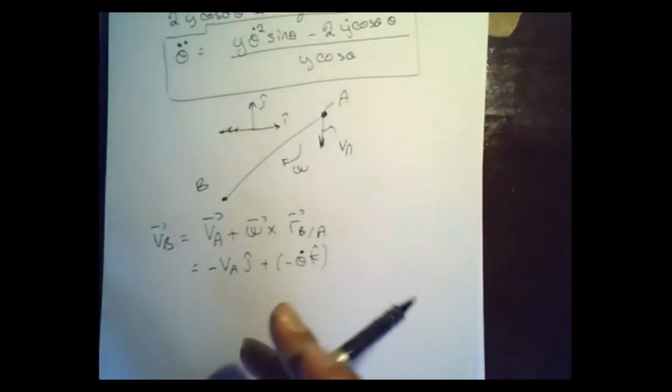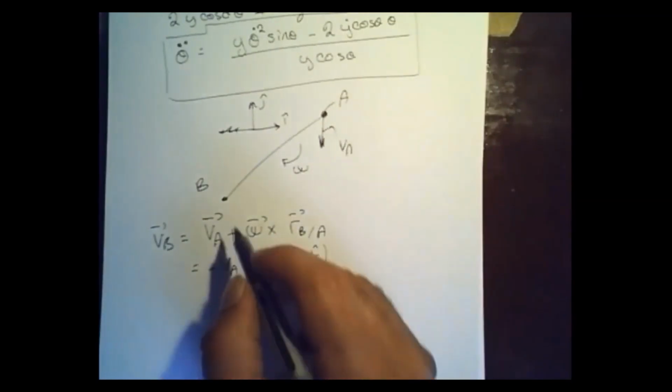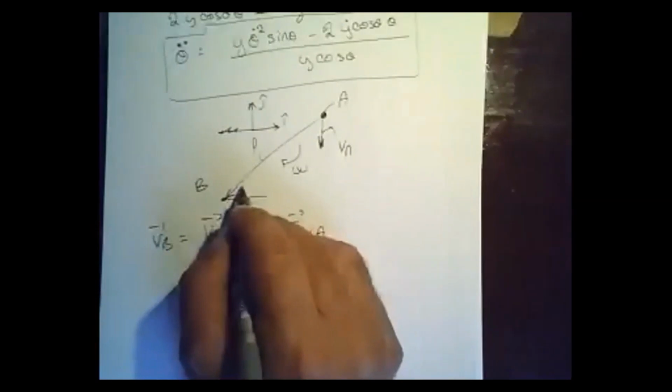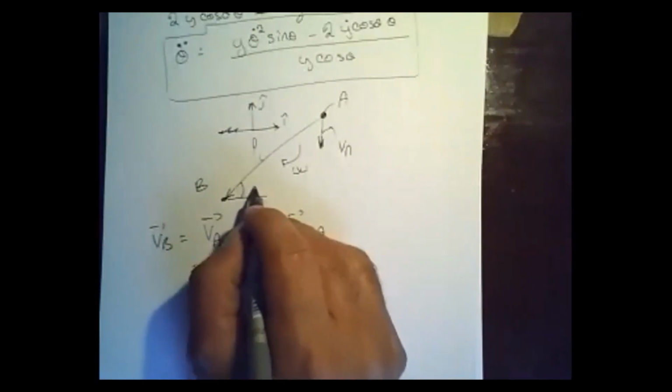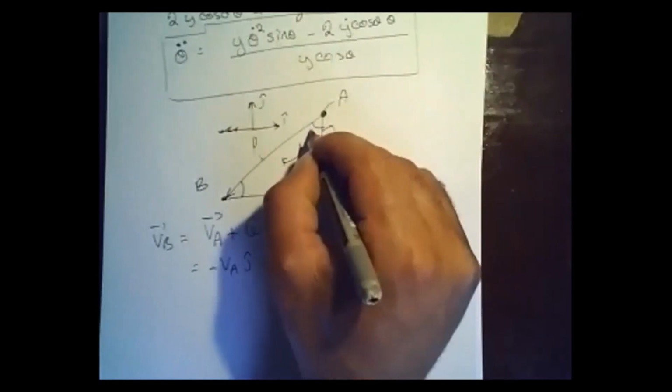Okay. So if omega was like this, then K would be positive. So this is minus theta prime K. How about RBA? So RBA is the vector from A to B, right? If the length of this arc is L, and let's say this angle here is... well, we actually have this angle theta right here, right?